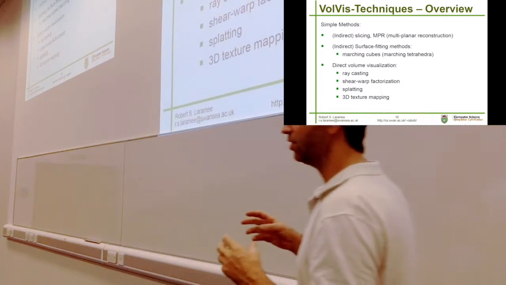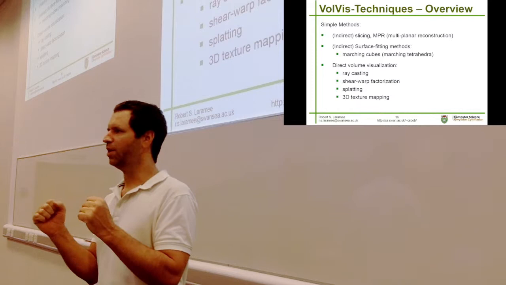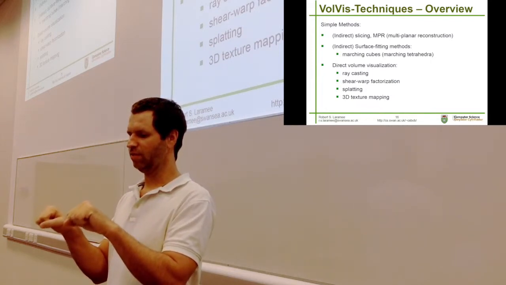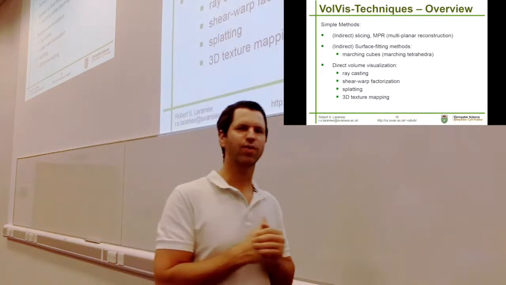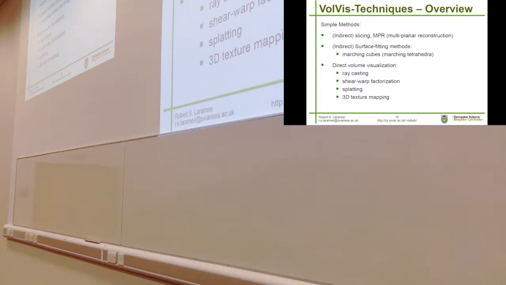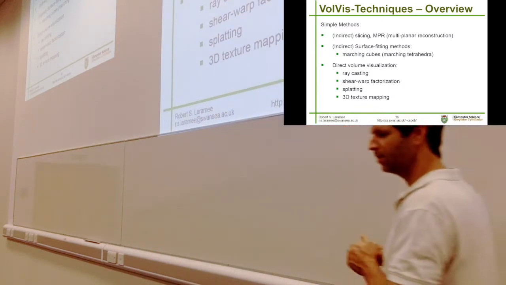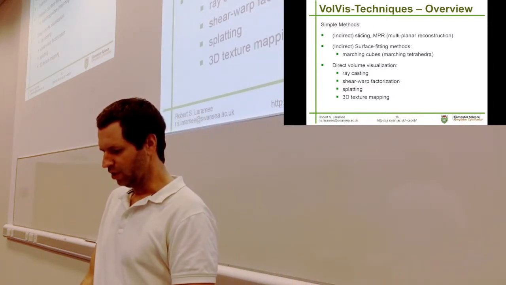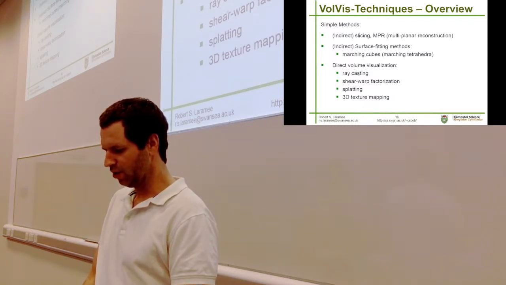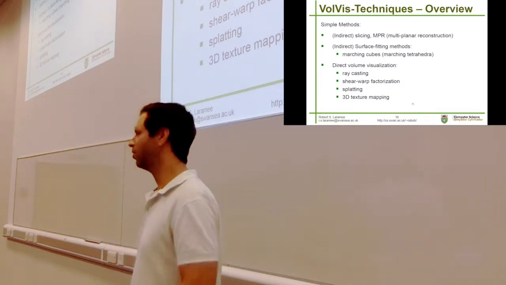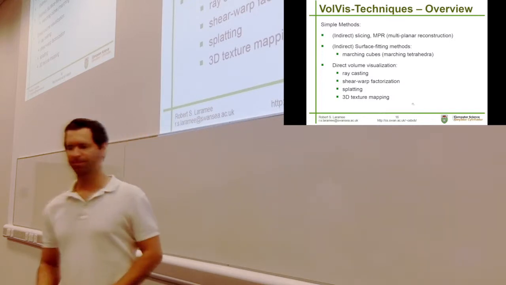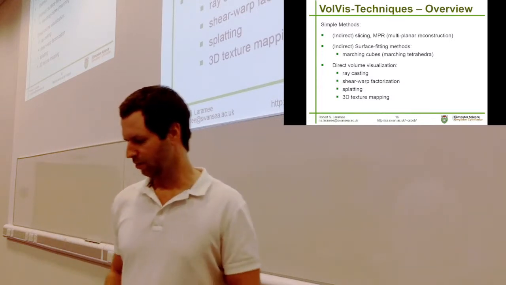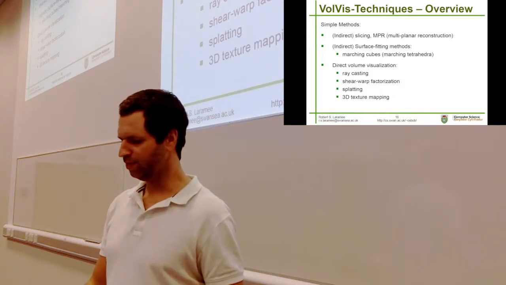And direct methods don't rely on interpolated samples, but you see the samples and use them directly, as opposed to always interpolating all the data samples. We're going to talk about slicing today. We have a special lecture for marching cubes, another special lecture for ray casting, shear warp factorization. We don't have special lectures for splatting and 3D texture mapping just because of time constraints. But that's just to give you a little preview.